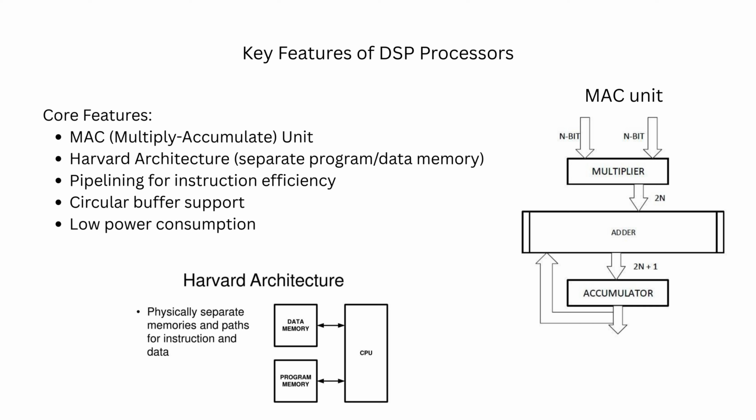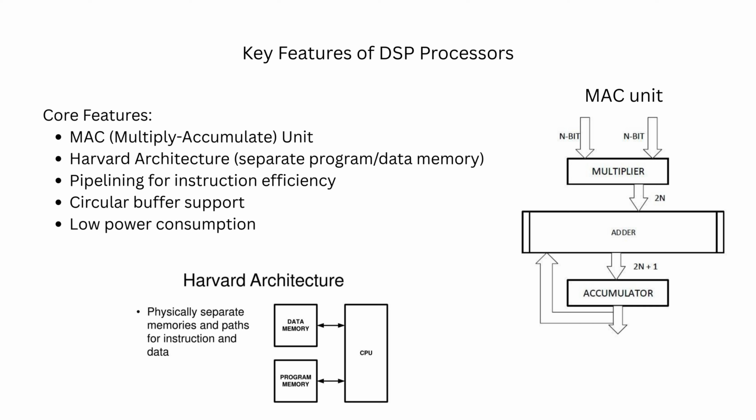MAC unit, multiply and accumulate. This allows the processor to perform multiply and accumulate operations in a single cycle, crucial for filters, FFTs, and other DSP algorithms. Harvard architecture. In this architecture, the processor uses separate memory buses for data and instructions, enabling faster access and better throughput. Pipelining. This technique allows the execution of multiple instructions simultaneously by breaking them into different stages.